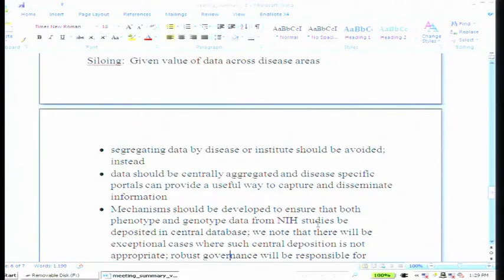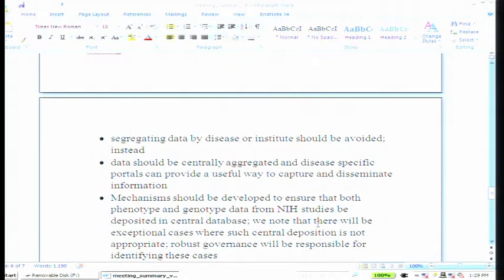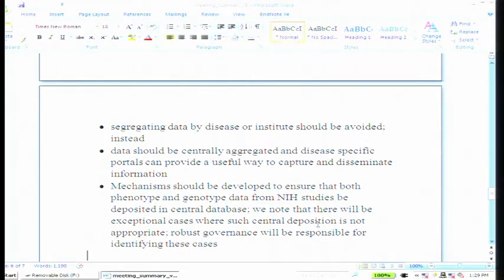Okay. Then mechanisms should be developed to ensure that both phenotype and genotype data from NIH studies be deposited in central databases in a way that's maximally useful. We should, however, note that there will be exceptional cases where such central deposition is not appropriate, and robust governance will be responsible for identifying those cases. So there is a clear good here, but we don't want it to be suggested that it should be for all data. At the same time, we don't want the portion of data for which it's not appropriate to get in the way of it happening for the large majority of the studies.